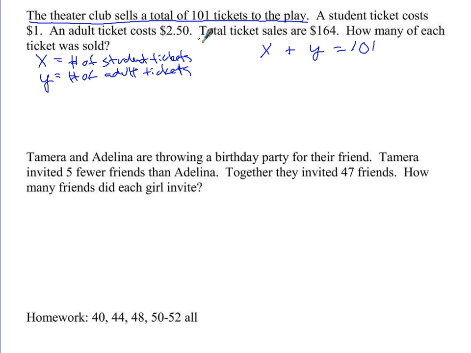Now the second sentence says a student ticket costs $1, and then we have an adult ticket costs $2.50. We have the total sales being $164. Notice that all of that involves what unit? Dollars. So we're going to write a dollars equation. So I'm going to have an equal sign. Tell me what to write. 1x, because student tickets are $1 each, plus 250. 250 is the same as 2.5. Equals 164.